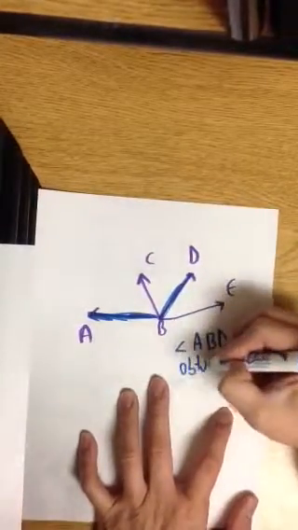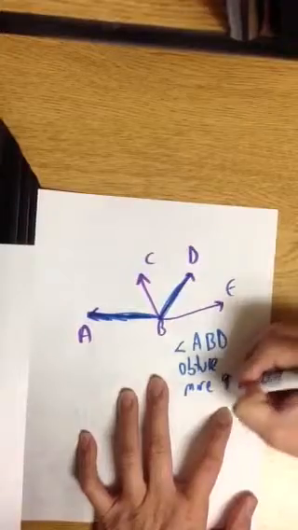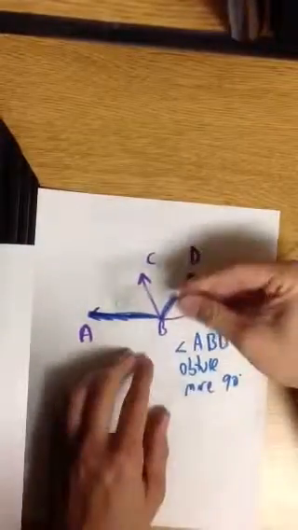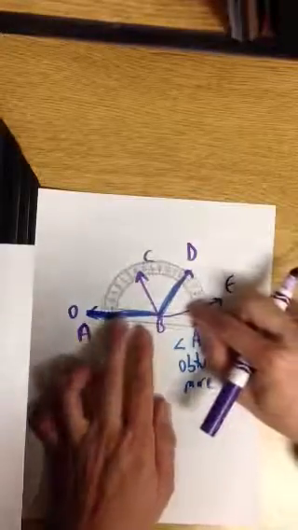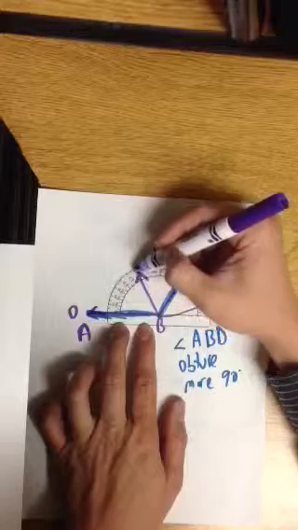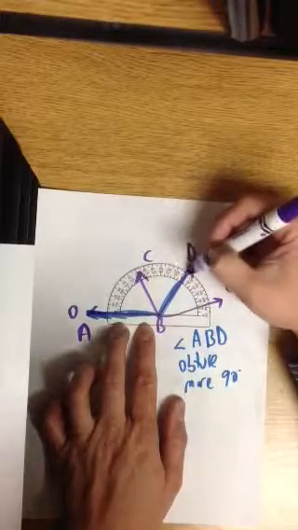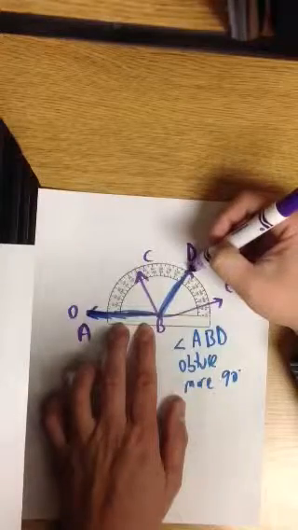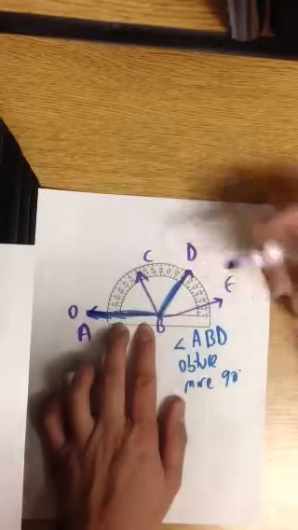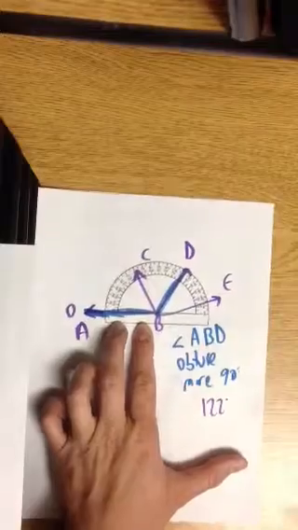It looks obtuse. I know it's more than 90 degrees. So this will be 0. Count by 10 again. So line it up. 10, 20, 30, 40, 50, 60, 70, 80, 90, 100, 110, 120. Looks a little more than 120, but a little less than 125, like 122 degrees or something like that.